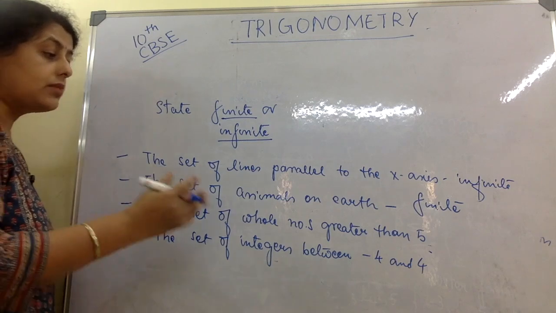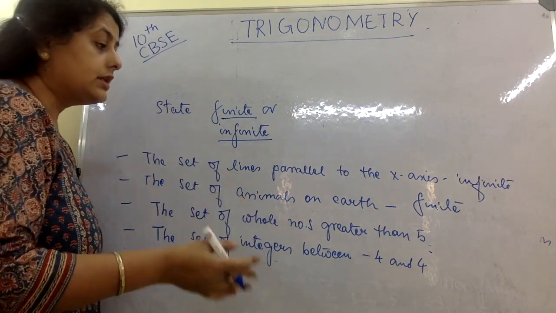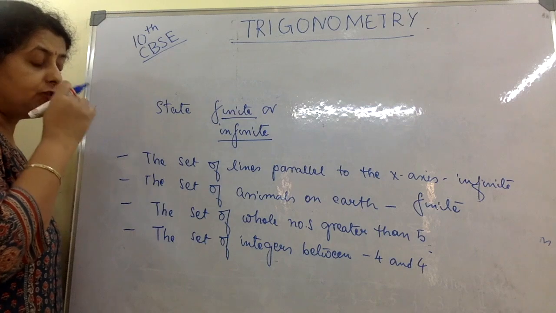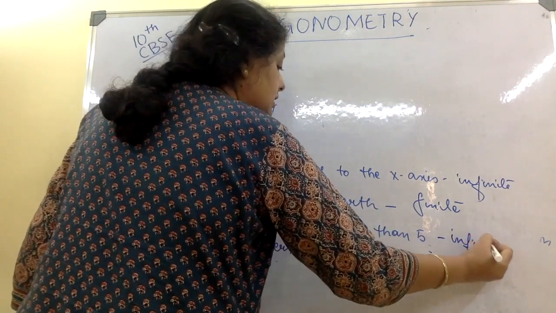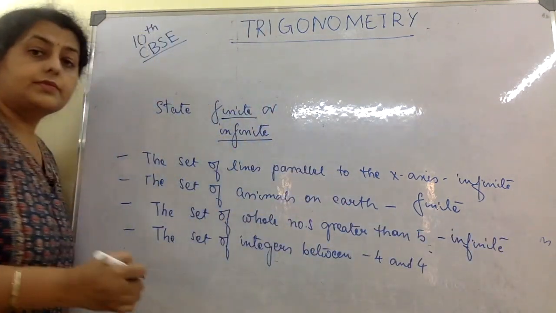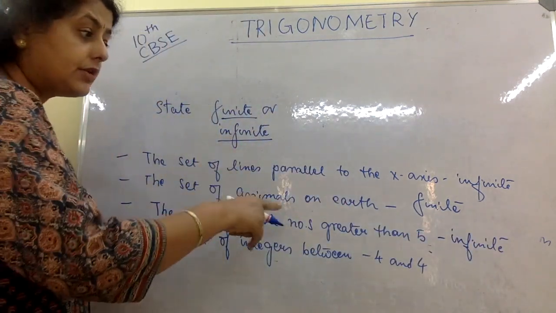The set of whole numbers greater than 5, that set of whole numbers which are greater than 5. Again, this is infinite, because if they had told less than 5, then it would have been finite.